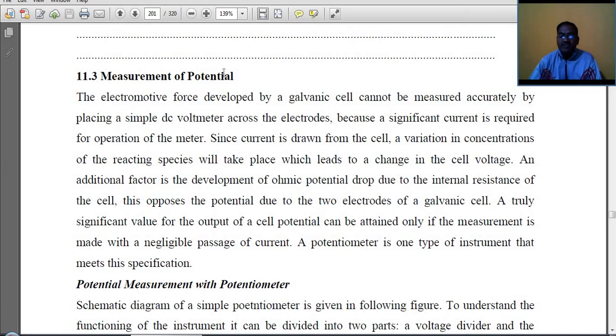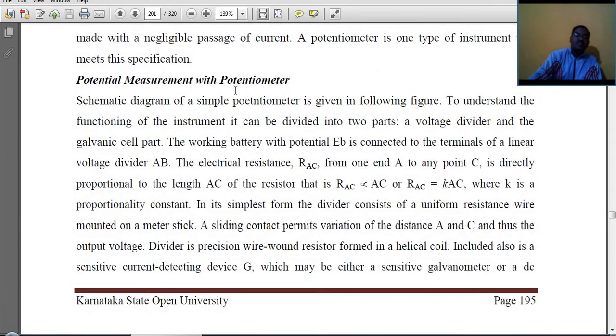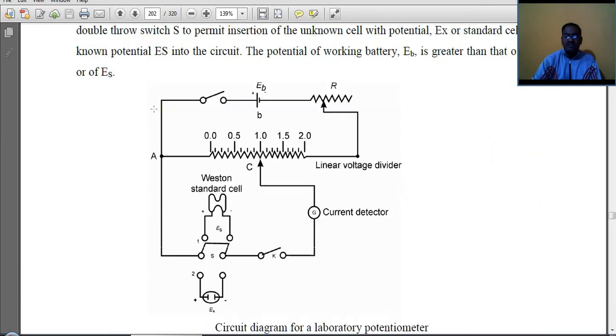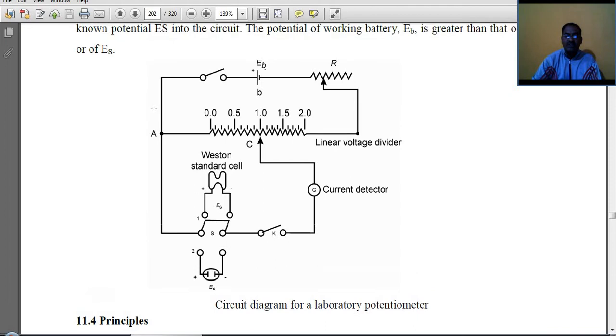An additional factor is the development of an ohmic potential drop due to the internal resistance of the cell. This opposes the potential due to the two electrodes of a galvanic cell. A truly significant value for the output of a cell potential can be attained only if the measurement is made with a negligible passage of current. The potential measurement with a potentiometer is based on this theory.